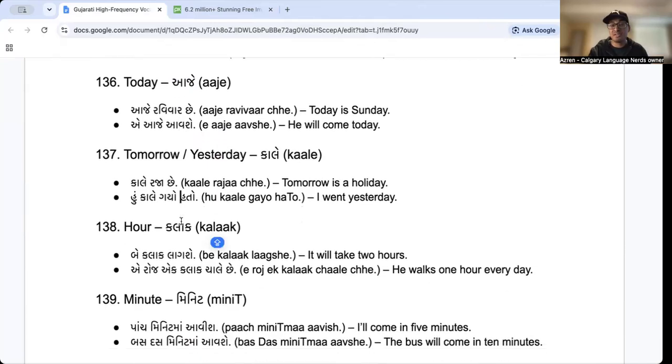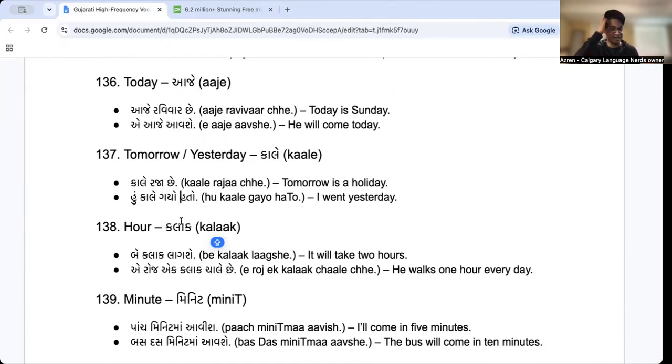The word for tomorrow we've seen, and or yesterday. It's a double meaning word. It's a funny word because it literally means tomorrow or yesterday, and context tells you which one it means. Kale raja che. Tomorrow is a holiday. Hun kale gayo hato. I went yesterday.